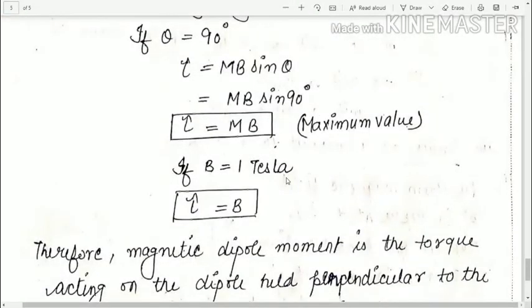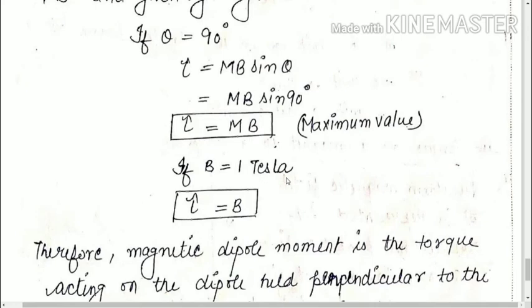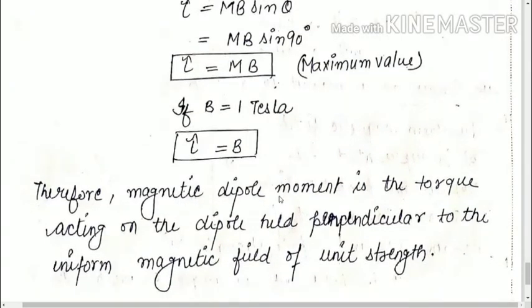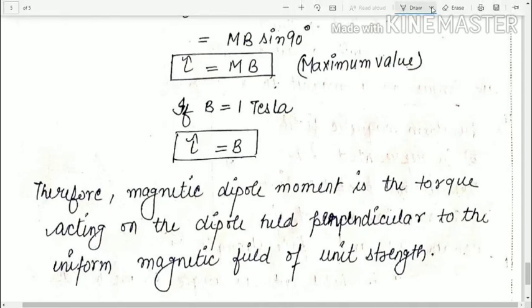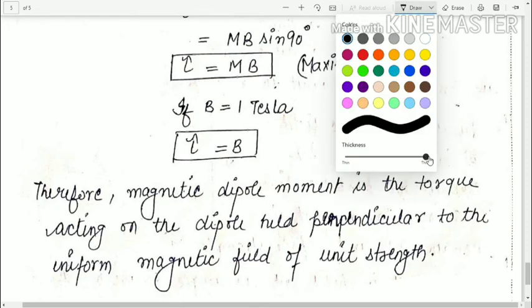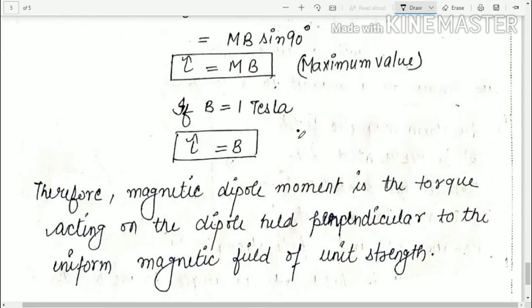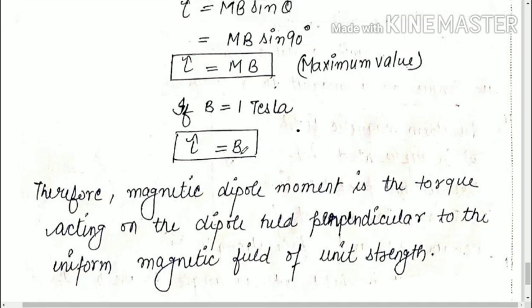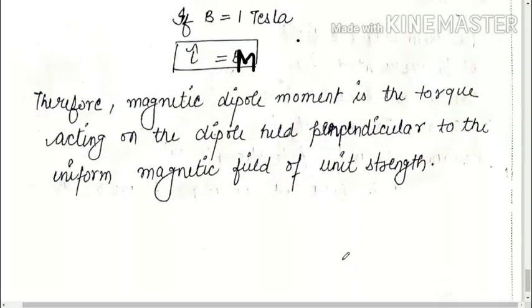And if B is equal to 1 Tesla, then torque is equal to M. That means you have to write it here as M; the earlier one was by mistake, okay? So if B is equal to 1 Tesla, then torque is equal to M. That is, magnetic dipole moment is the torque acting on a dipole held perpendicular to the uniform field of unit strength. That's all. Thank you so much.